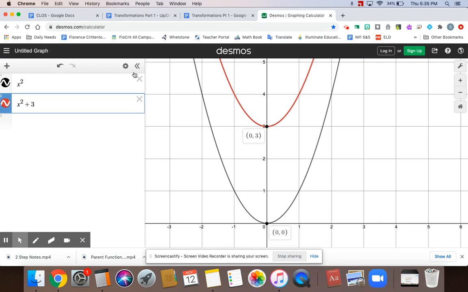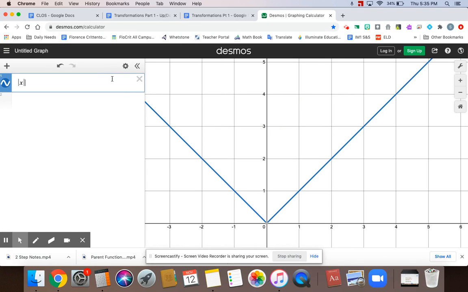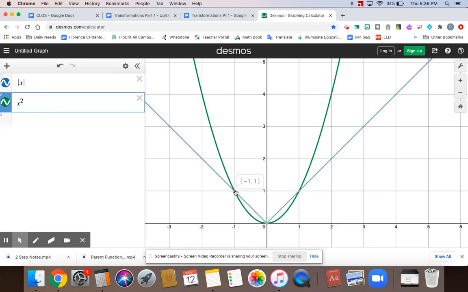So if we look at the basic absolute value graph, it also has 0, 0, and then you're gonna go right 1, up 1 for 1, 1, and left 1, up 1. So it's just like the quadratic graph. It has the same 3 points, except instead of making a U like the quadratic graph does, it makes a V.